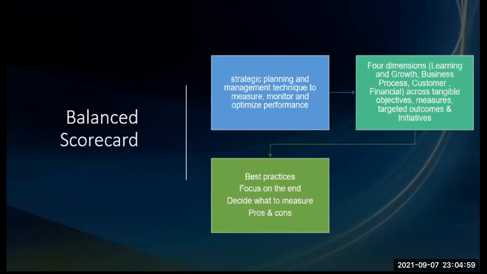Then the fourth one is the financial dimension. This indicates what is financially necessary to realize our strategy. It could be profitability, revenue growth, or value. The question you need to ask here is, to succeed financially, how should we appear to our shareholders?